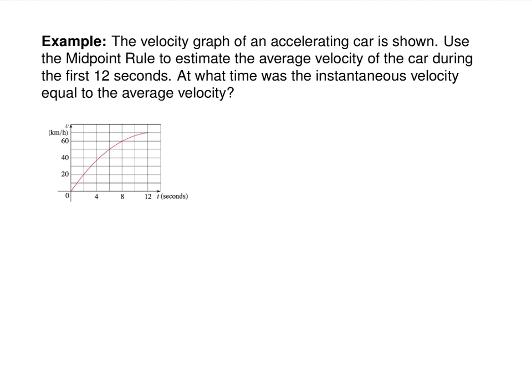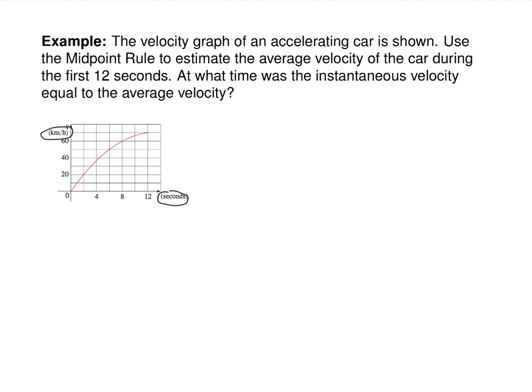So the velocity graph of an accelerating car is shown. Use the midpoint rule to estimate the average velocity of the car during the first 12 seconds. So first of all, there's a couple issues with this problem. One being that the units don't match. And I think in this case they're not supposed to, and you're going to have to convert them. So just keep that in the back of your mind for a second, and we'll talk about it in just a moment. Now the next thing is your book doesn't really specify how many subintervals to do.